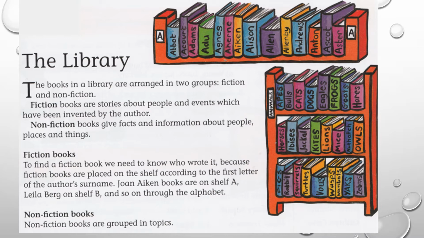Non-fiction books are grouped in topics, and as you can see in the illustrations, the books on the top shelf are all in alphabetical order by authors' names, and you can see the non-fiction books there, different books on animals, so they are arranged according to the topics.